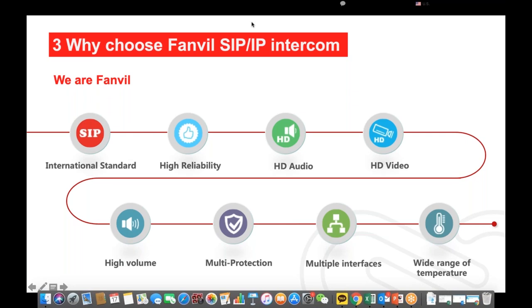And finally, many Korean customers prefer to use the Fanvil product because of the wide range of temperature, such as minus 40 degrees. Outside Korea, in wintertime, minus 30 is very easy. In summertime, some areas are over 40 to 50 degrees. So they need such wide range products. We call it industrial product. All Fanvil intercom products are designed for industrial environments. That's why many people buy Fanvil products. This is the character of the Fanvil products.